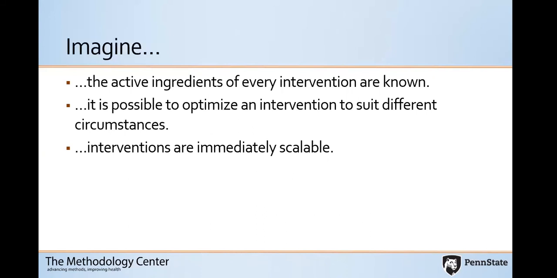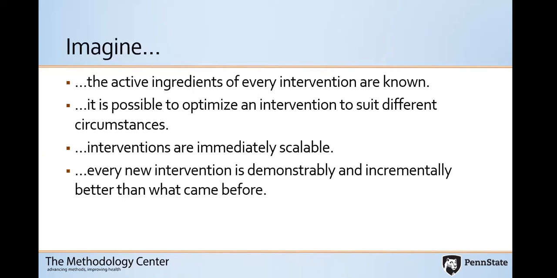Imagine that interventions are immediately scalable, that interventions are optimized to be able to be implemented properly within certain constraints, so that there's no need for ad hoc modifications when interventions go to scale. And that every new intervention that's developed is demonstrably and incrementally better than what came before. I think all of these things are possible using the multi-phase optimization strategy.